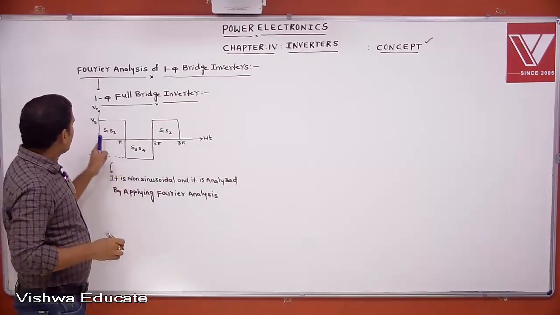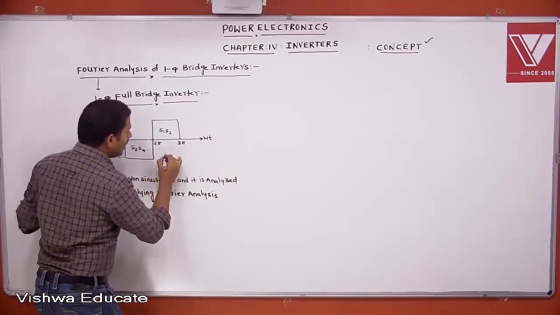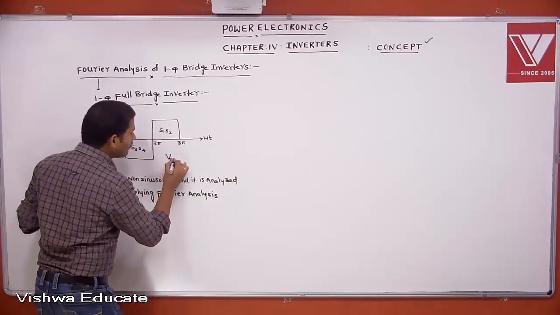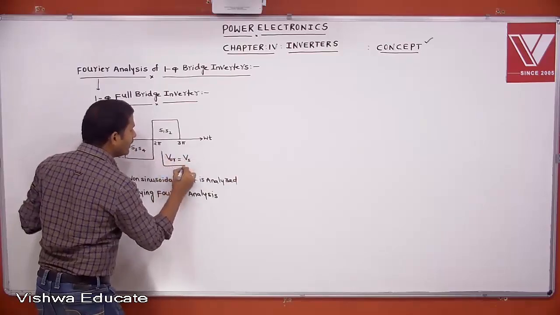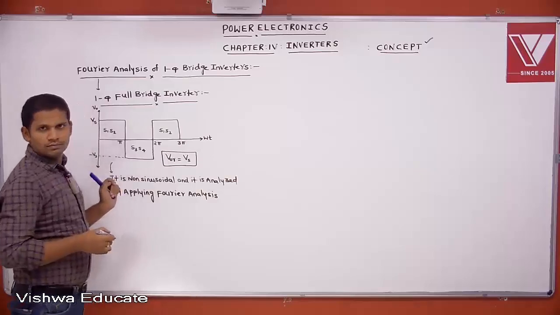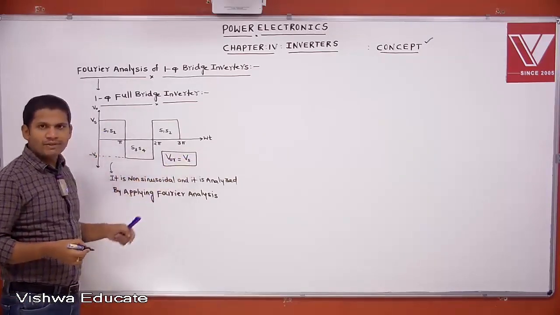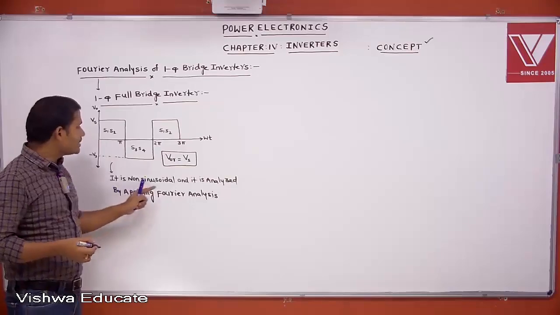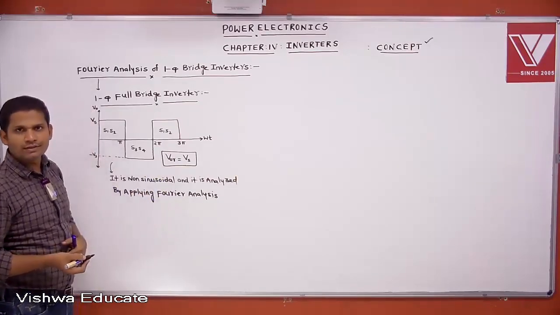Now, this is a square waveform. Can you tell me what is the RMS output voltage of this waveform? That I already calculated. V0 RMS equal to Vs, because of the square waveform, you get a constant. V0 RMS equal to Vs. It is non-sinusoidal and it is analyzed by applying Fourier series or Fourier analysis.